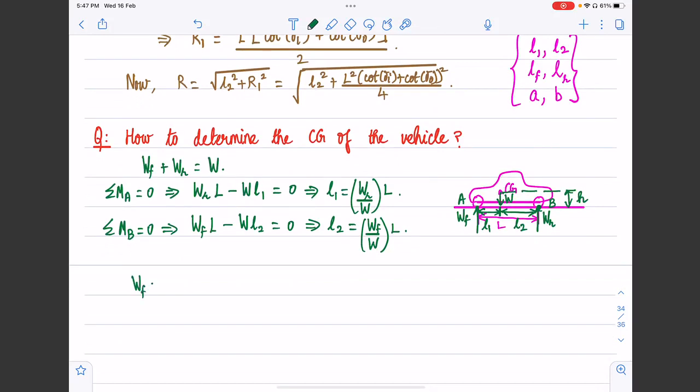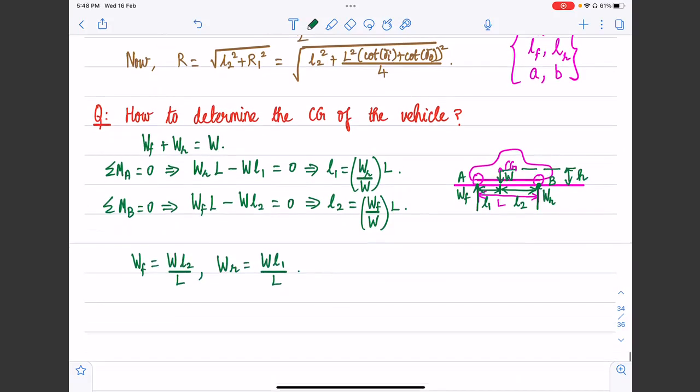And we can even rewrite the same expressions to get the static load distribution. So the static load on the front wheel will be W L2 by L, and the static load on the rear wheel will be W L1 by L, right? So this indicates the static load distribution. Okay, so we have got a very simple method to find L1 and L2, right?